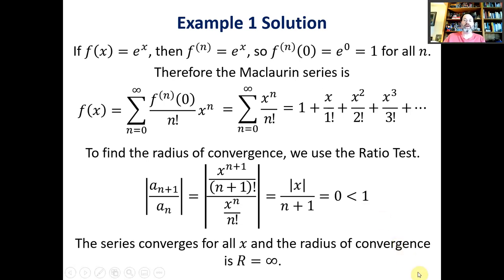So just remember that when we use the ratio test and then you need to check endpoints, you only need to check the endpoints when the radius of convergence is finite. So obviously with an infinite radius, there's no endpoints to check, so you don't need to do that.